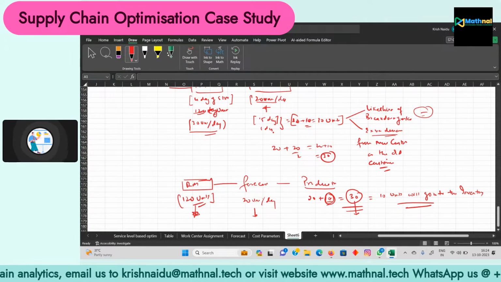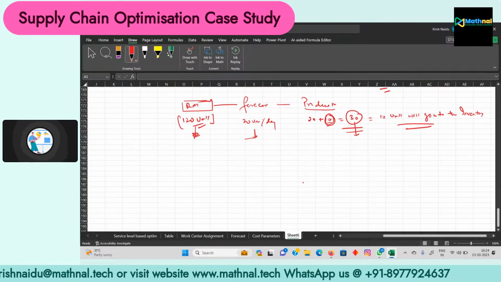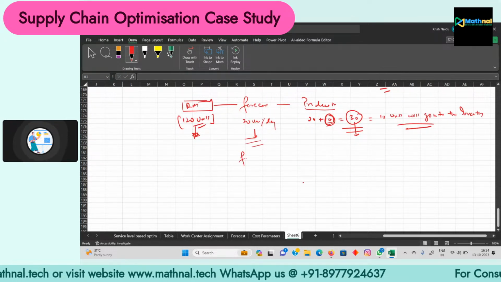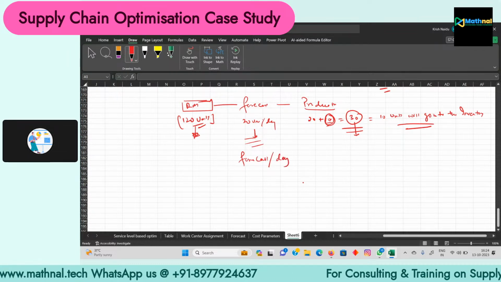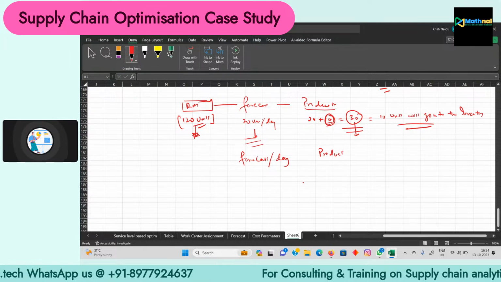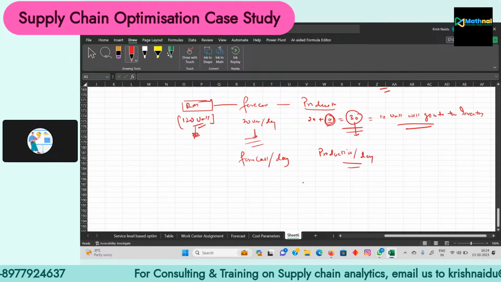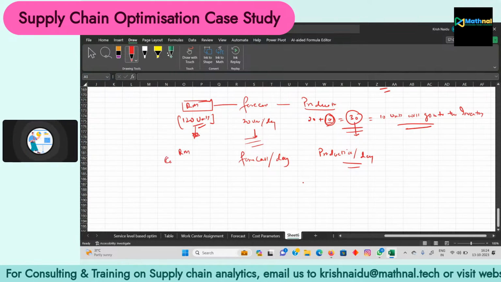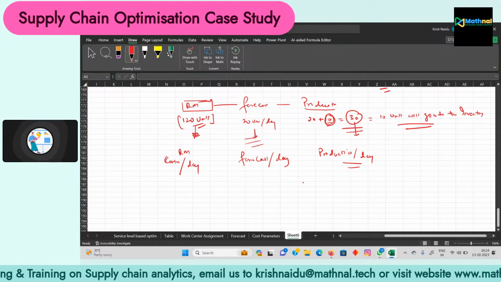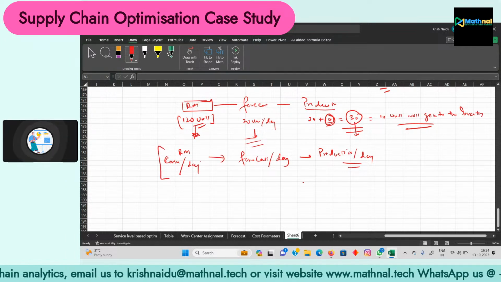So here the volume is per day, right? So we are going for per day. Forecast is per day. Production is per day. And the raw material consumption is also per day. So this is the cycle we are taking.